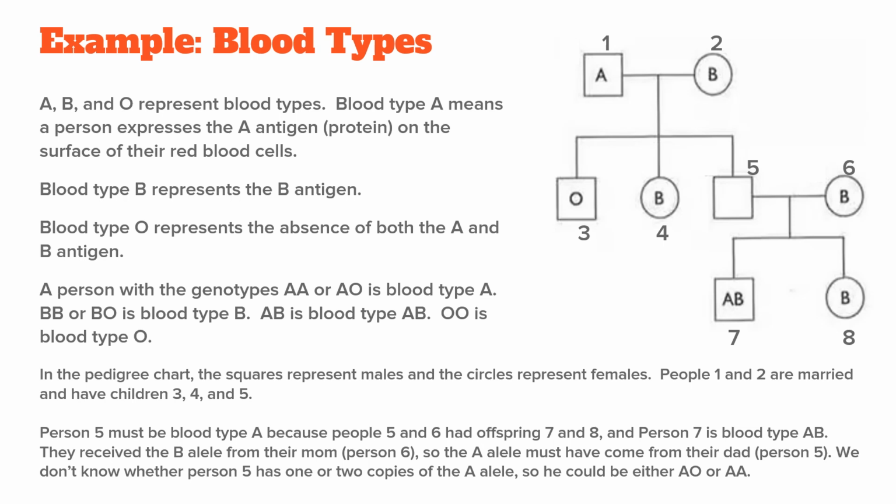Let's analyze this pedigree chart. Person 5 must be blood type A, since their child, person 7, is AB. That means person 5 passed along the A allele, while person 6 passed the B allele. This shows how genotypes determine phenotypes across generations.